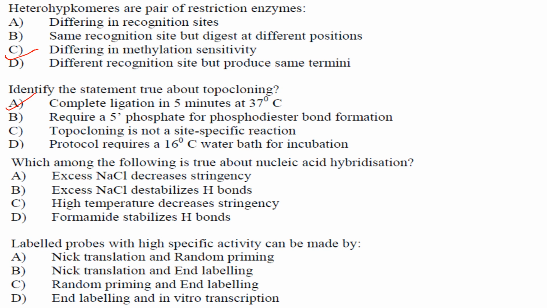Then next one. Which among the following is true about nucleic acid hybridization? Excess NaCl, decreased stringency. So this is about high stringency and low stringency condition. Now what is this stringency? The stringency of nucleic acid hybridization is determined by temperature and salt concentration in the hybridization buffer. So high stringency condition means they allow hybridization between the nucleic acid and the probe to the region which are highly complementary, or I can say between highly similar nucleic acid sequences.